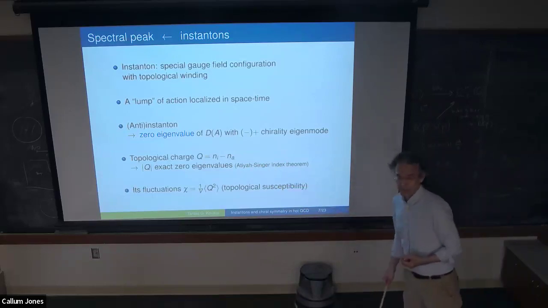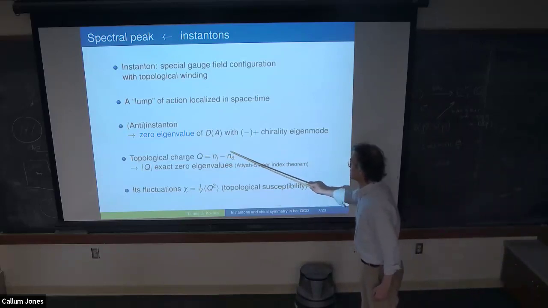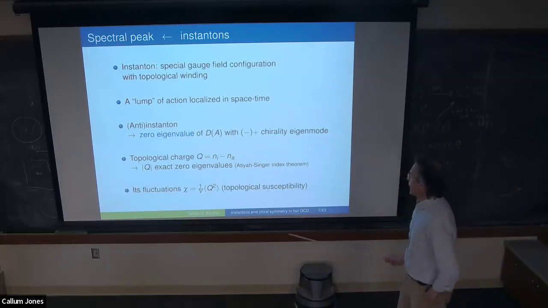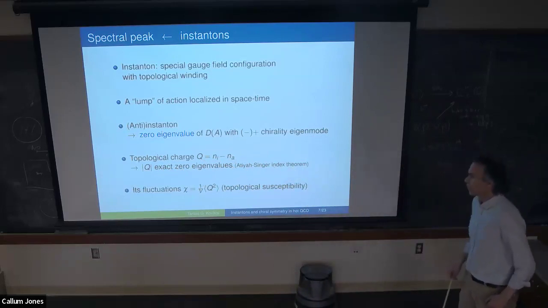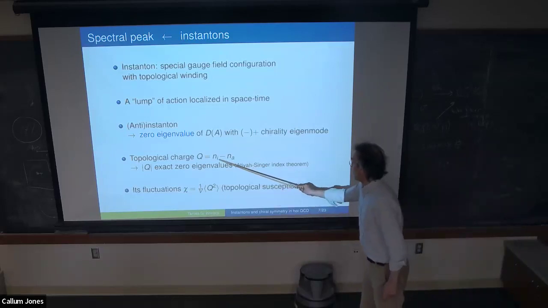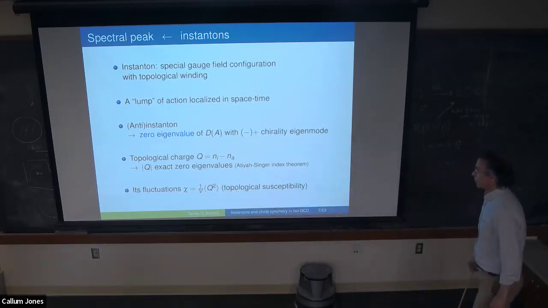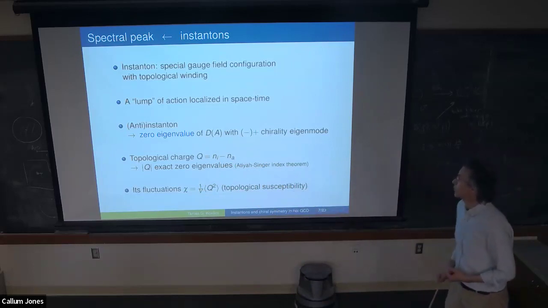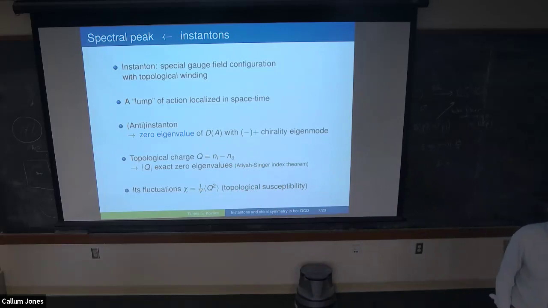So in general, you can have many of these topological lumps, instantons and anti-instantons. If you have N_i instantons and N_a anti-instantons, then the topological charge is the difference of the numbers. And it results in absolute value Q exact zero eigenvalues of the Dirac operator. The chirality depends on which one you have more of. And this is an important physical quantity, the fluctuation of the topological charge, the topological susceptibility. I will use this quantity later on. Okay, so all that you can learn from this is that there is a non-trivial way of putting eigenvalues to zero, way below the Matsubara frequency.